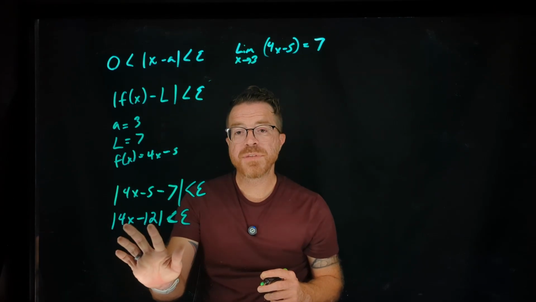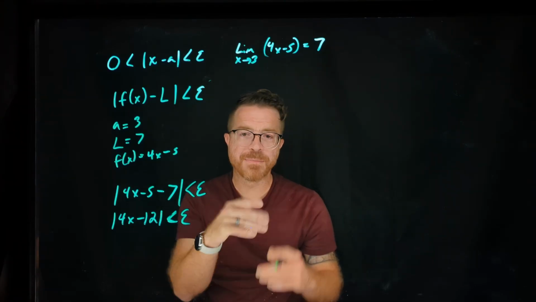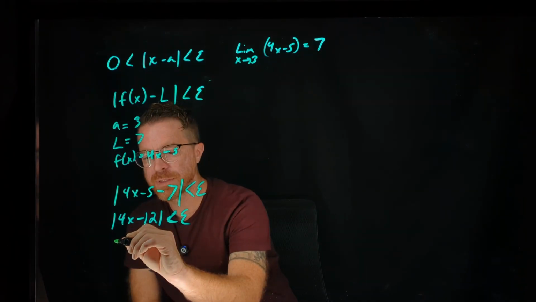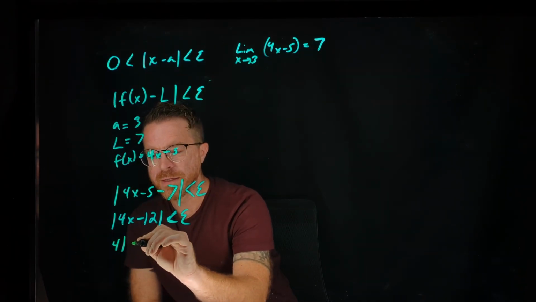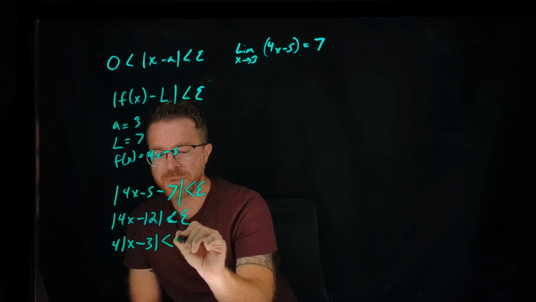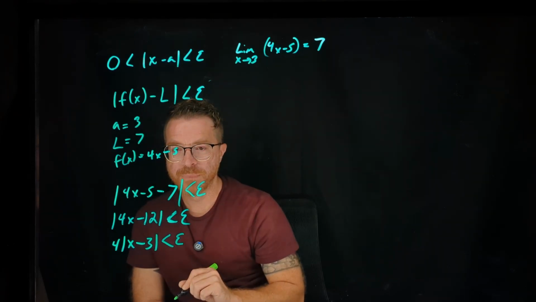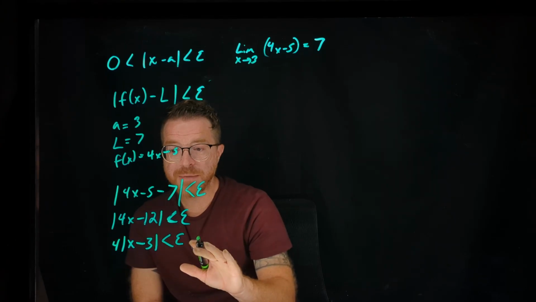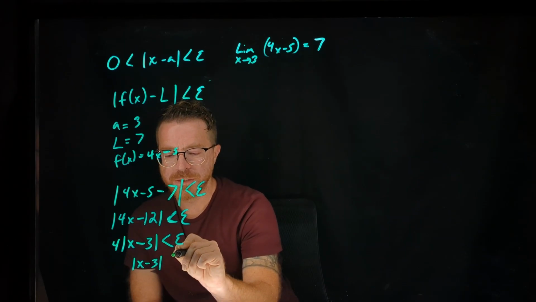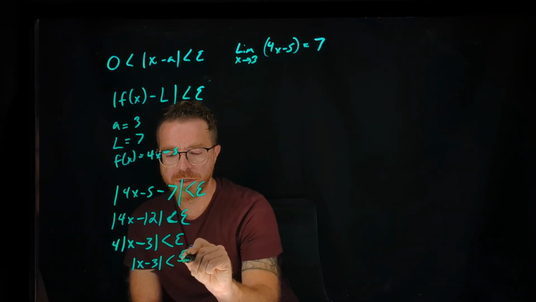Now the fact is both of these terms have a 4 in them, and the absolute value of 4 is just 4. So I can actually pull this 4 out of my absolute value. So this is going to be 4 times the absolute value of x minus 3 is less than epsilon. So then in this case, I'm going to divide by 4. So I'm going to get the absolute value of x minus 3 is less than epsilon over 4.